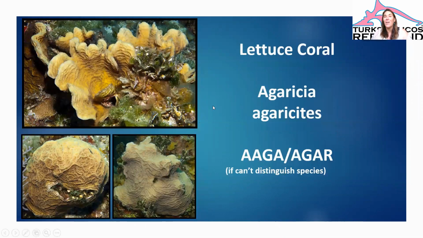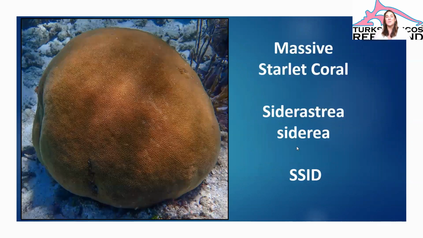We have lettuce coral, Agaricia agaricites. So that would be AAGA. But again, I'll mention in a little bit when we go through the species that agaricias can be hard to identify. So whenever in doubt, you're going to use the genus, which is just AGAR. It's your first 4 letters of that first word that's capitalized, if you can't distinguish the species. And our massive starlet corals, Siderastrea siderea, SSID. We'll talk about those again in a little bit as well.